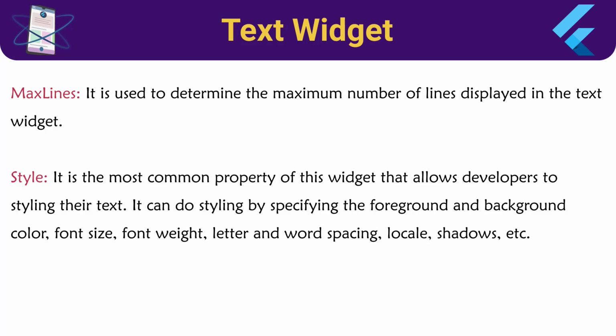MaxLines. It is used to determine the maximum number of lines displayed in the text widget. Style. It is the most common property of this widget that allows developers to style their text. It can do styling by specifying the foreground and background color, font size, font weight, letter and word spacing, locale, shadows, etc. Let's go to Visual Studio Code.